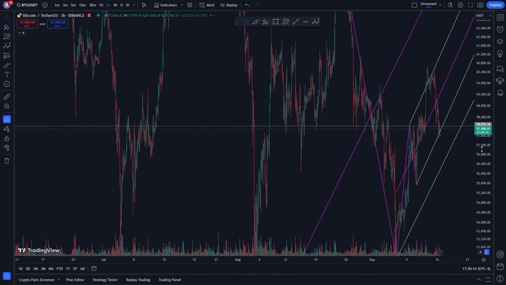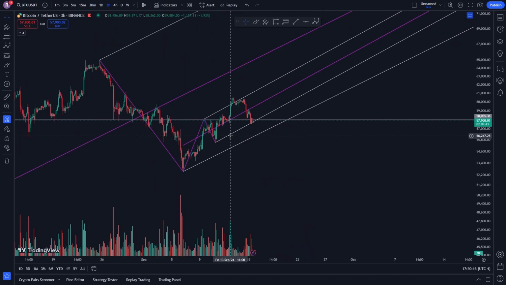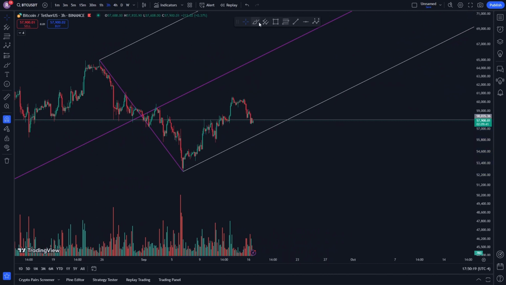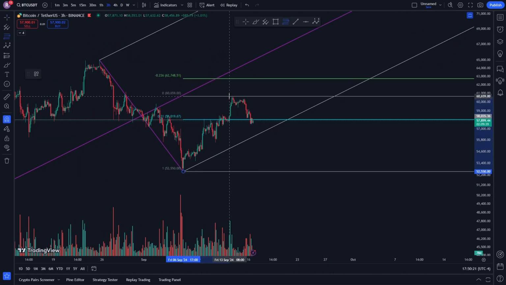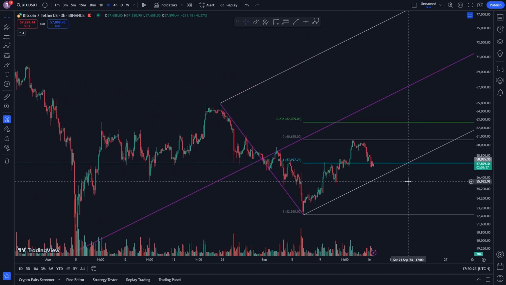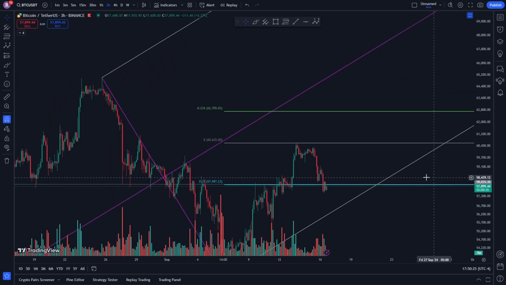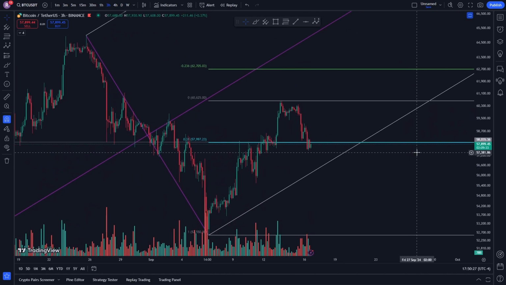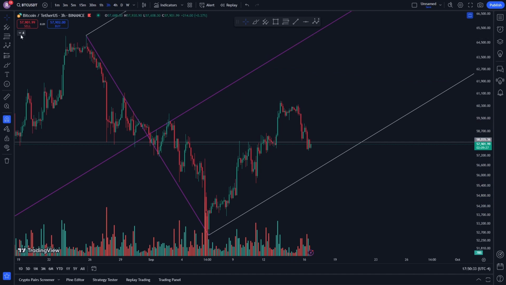So first, let's go again on the 3-hour. Okay, we can use this fib tool. First things first, it needs to stay above 5800. And then if it can't stay above 5800, let's look at the Keltner channels here.